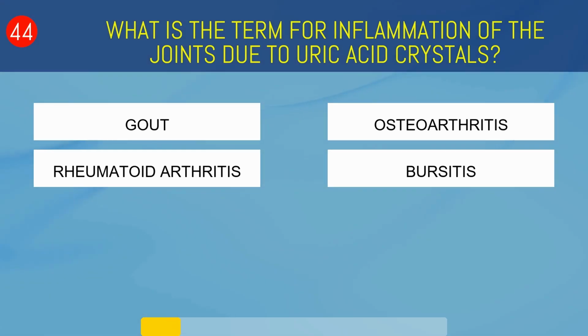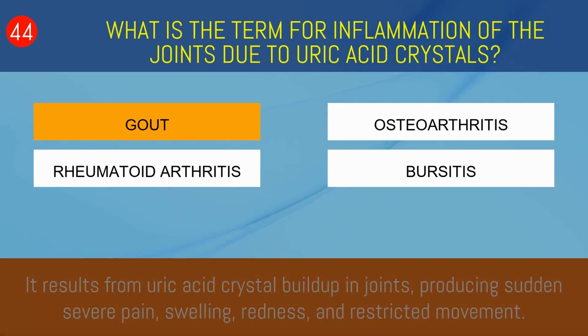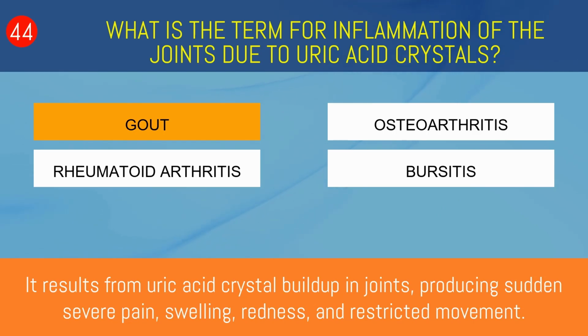What is the term for inflammation of the joints due to uric acid crystals? Gout, rheumatoid arthritis, osteoarthritis, or bursitis? Gout. It results from uric acid crystal buildup in joints, producing sudden severe pain, swelling, redness, and restricted movement.